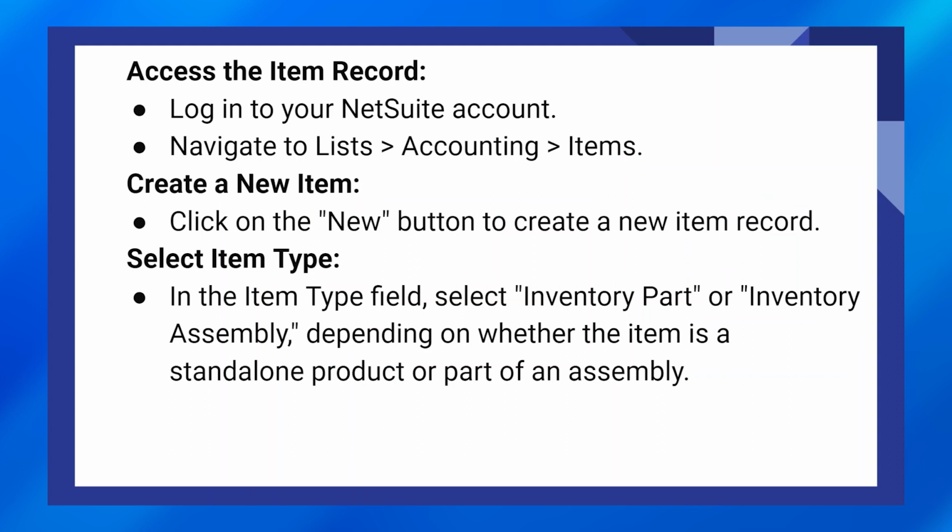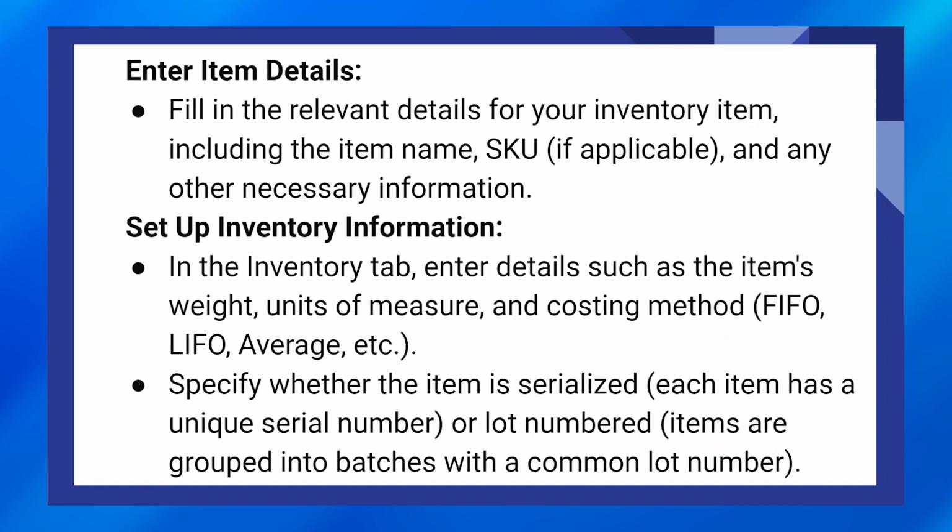In the Item Type field, select Inventory Part or Inventory Assembly, depending on whether the item is a standalone product or part of an assembly. Fill in the relevant details for your inventory item, including the item name, SKU, and any other necessary information.